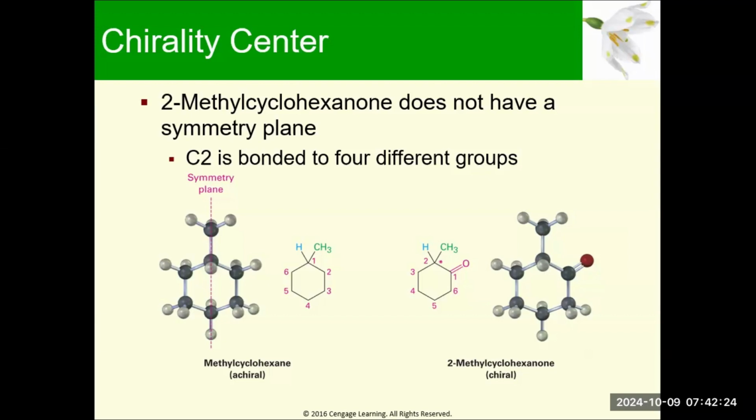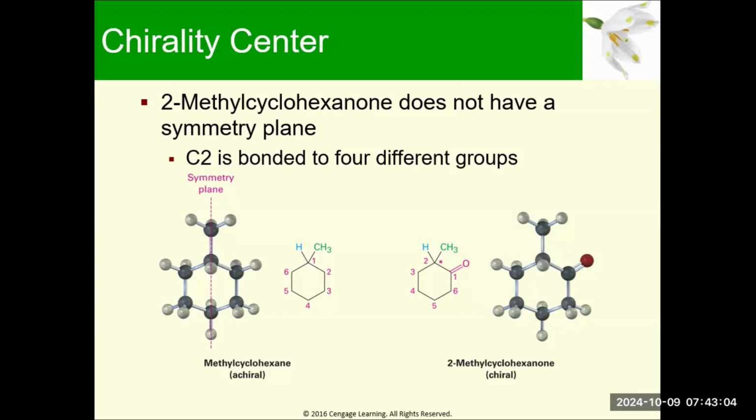Let's continue to look at this. 2-methyl-cyclohexanone does not have a symmetrical plane. All right, so let's look at the 2-methyl-cyclohexanone that's on the right. If you notice, if I go here in the middle, there's no line of symmetry, okay? If I go here, there's no line of symmetry. Here, no line of symmetry. There's absolutely no line of symmetry. Since there's no line of symmetry, this compound is considered to be chiral. Okay? It is considered to be chiral.